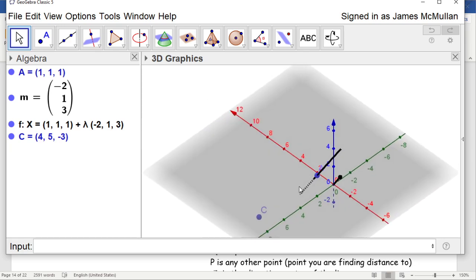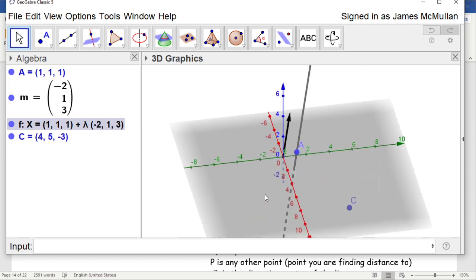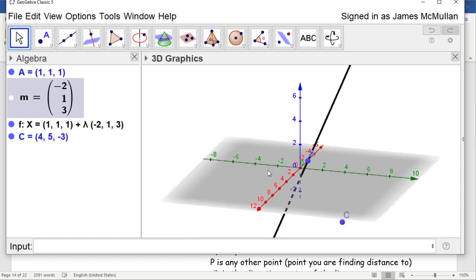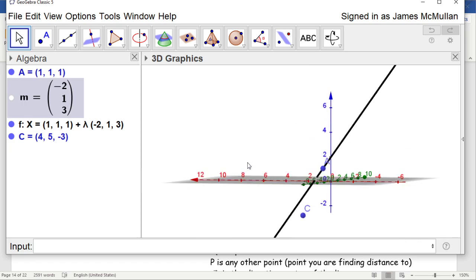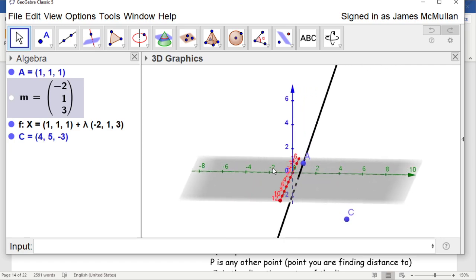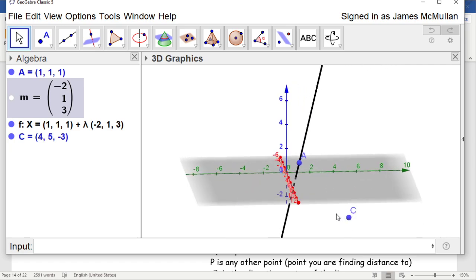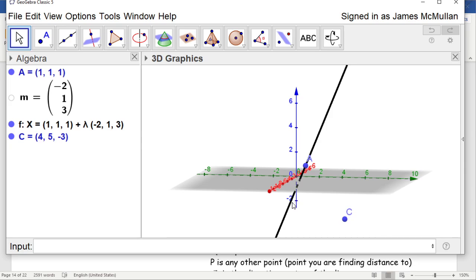Now the question is, what is the shortest distance between that point and that line? Once again, the answer is the same, right? We need to move in a perpendicular direction from C directly to the line. So you need a point on the line. Let's say we need a point B such that B is on the line and such that BC dot BA is 0. That's a good way to solve it.